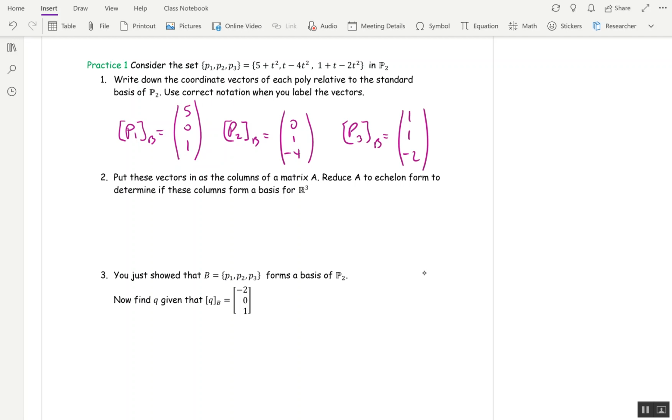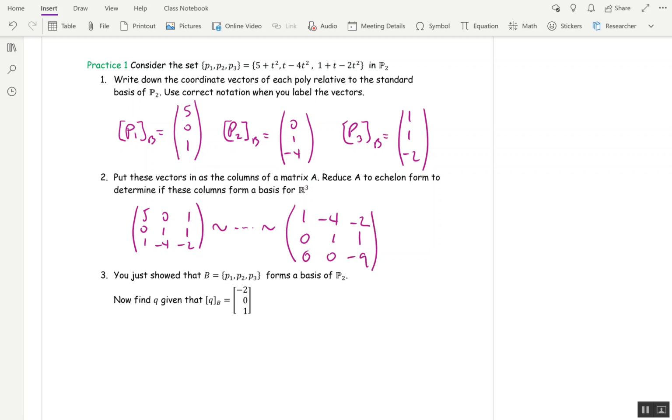Okay, I'm going to put those vectors into a matrix and reduce it to determine if they form a basis. So we don't have to go to reduced echelon, we just have to go to echelon to look for pivots. And I'm going to let you do that on your own, but after a couple reductions, you should come up with 1, negative 4, negative 2, 0, 1, 1, 0, 0, negative 9.